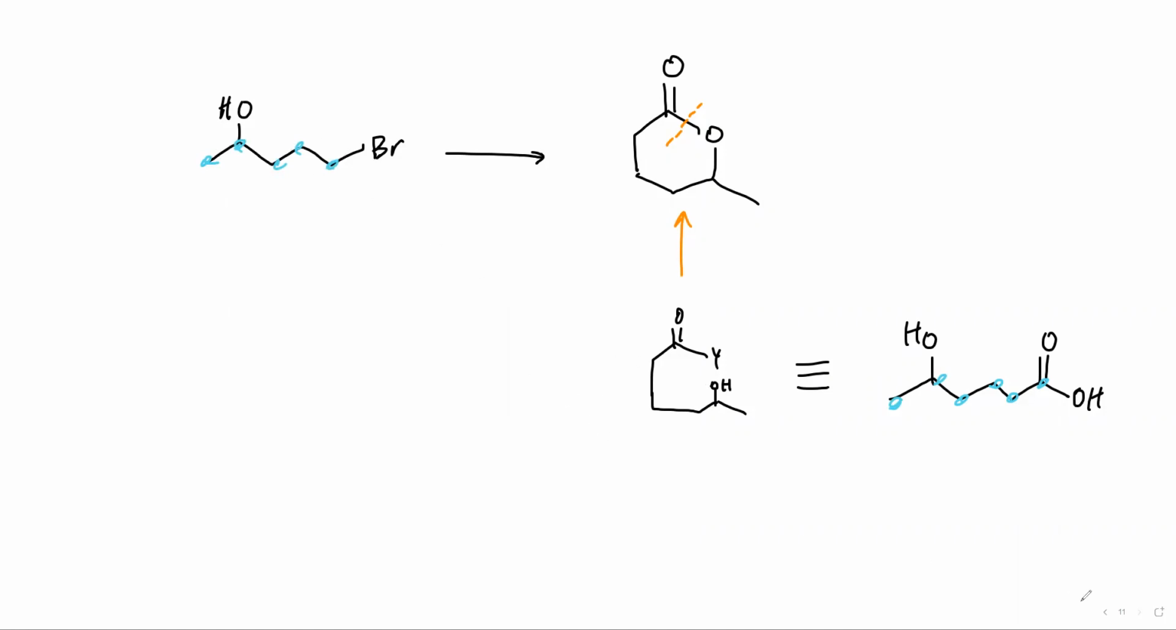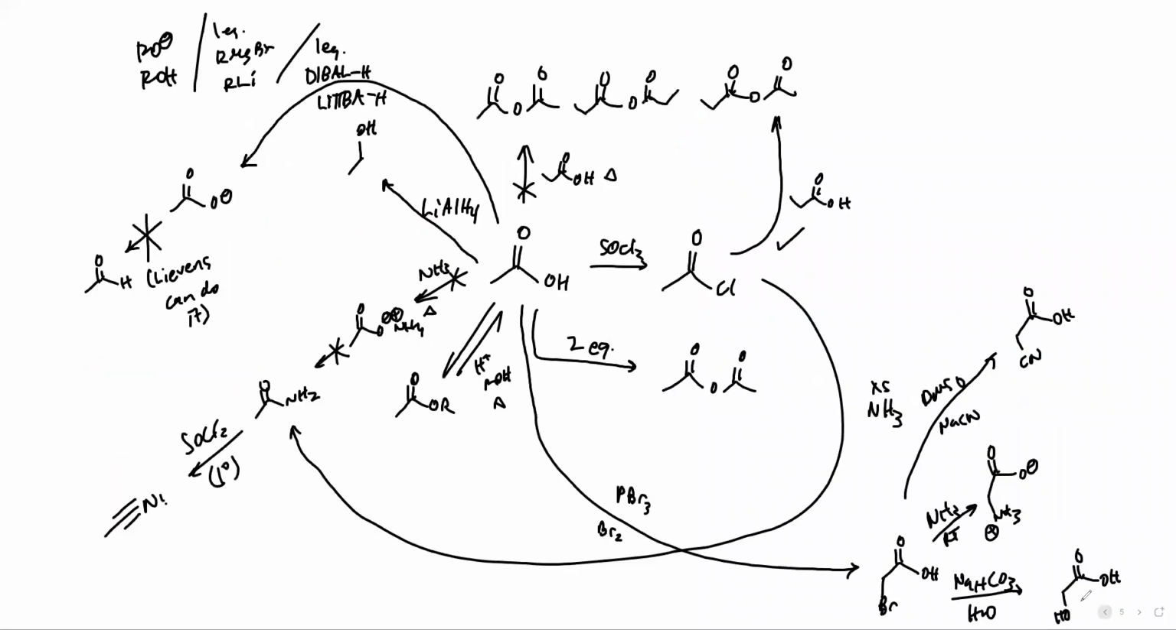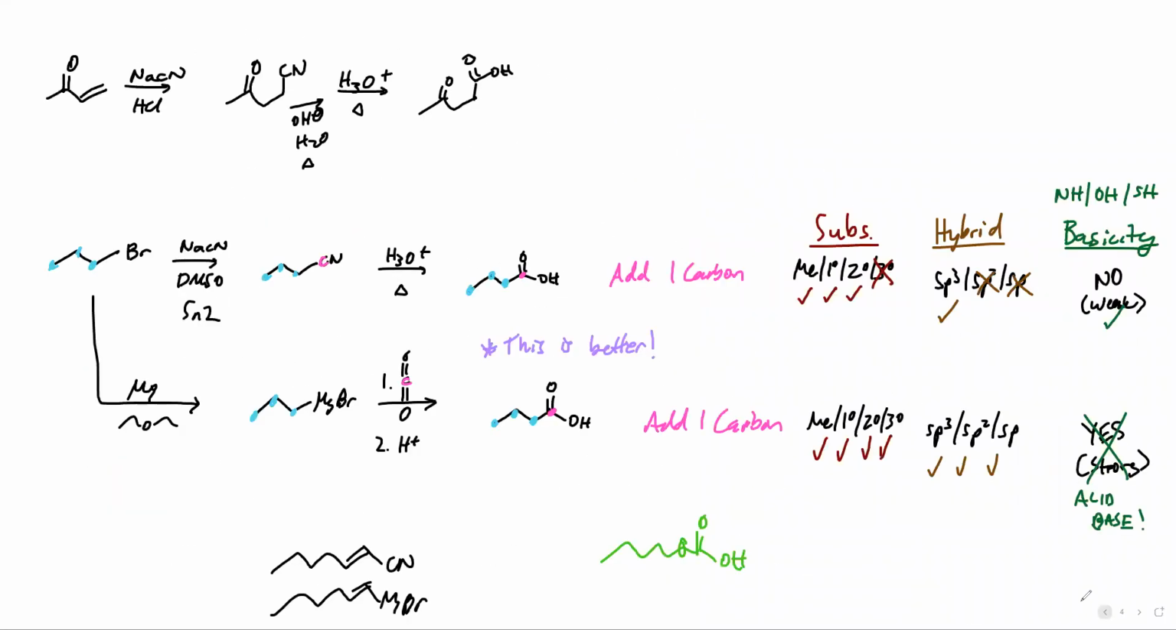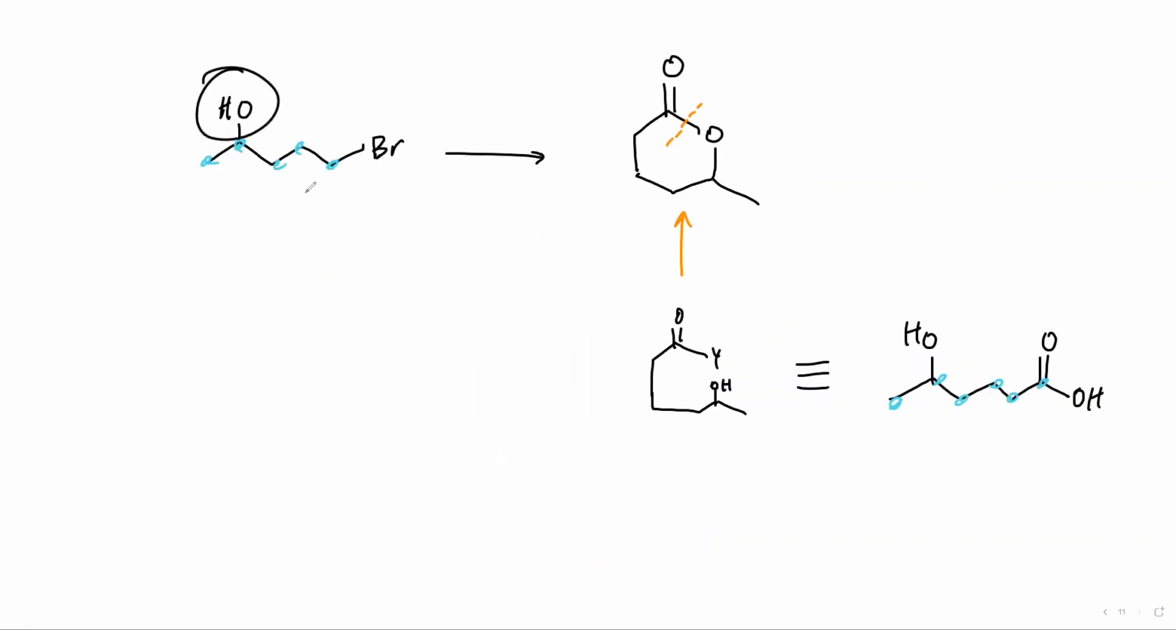But again, ask yourself, which one would fail? If you haven't already written this down, please pause and write this down. Which one would fail on that one? The answer is, because there is a basic group, Grignard fails. And so we have to do a nitrile synth here.